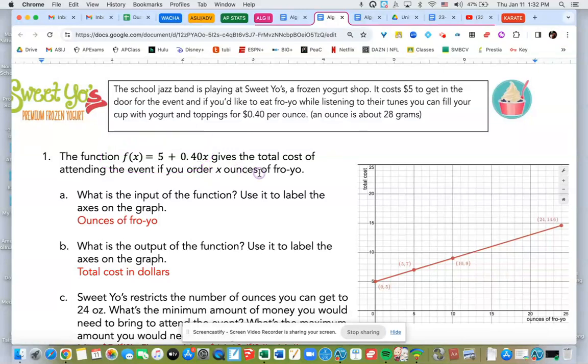It's always good to make sense of that in your brain first before you get too deep. So what's the $5 mean? Well, that's how much it cost me to get in. What's this 0.4 times x? Well, x is the ounces of frozen yogurt you're going to be getting, and it costs you 40 cents per ounce. So that's why those are multiplied together. What is f of x? Well, that's the amount of money you're going to spend overall, right?